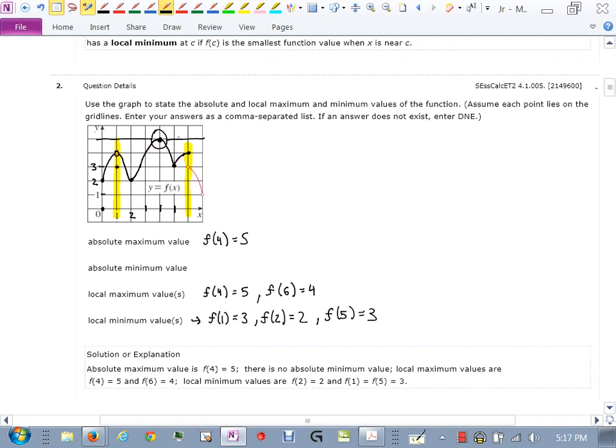And then we move along the graph, and we get to this point. This looks like the lowest point on the graph, except there's an open hole here. So we never actually get to a point. We just get closer and closer to 1. We never get there. So we do not have an absolute minimum value.